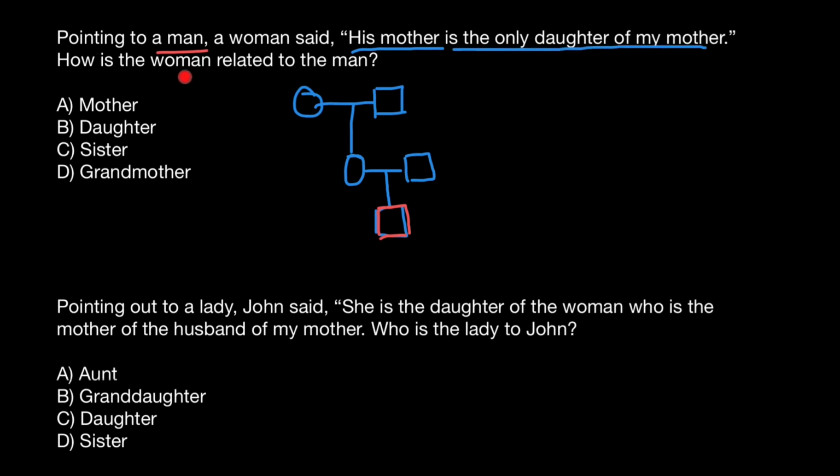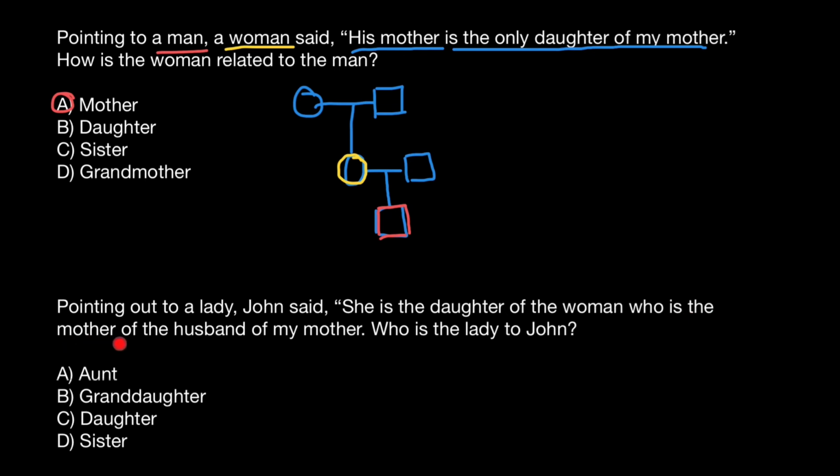And the question: how is the woman related to this man? The only daughter of my mother. So this woman has to be this one, the woman who is pointing to a man. So this woman pointing to this man is the mother of this man. So the answer is A.